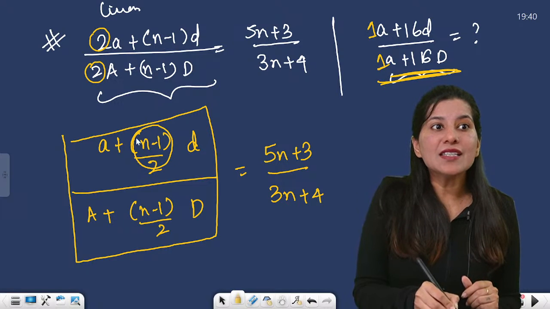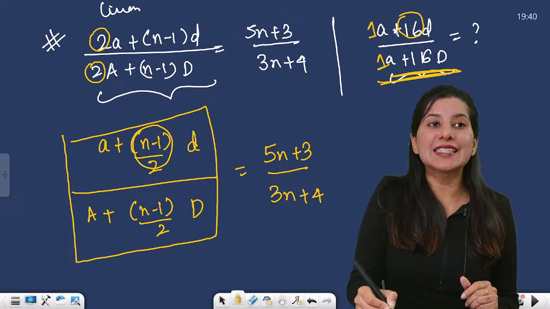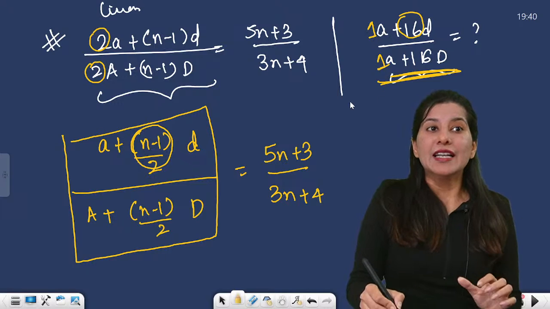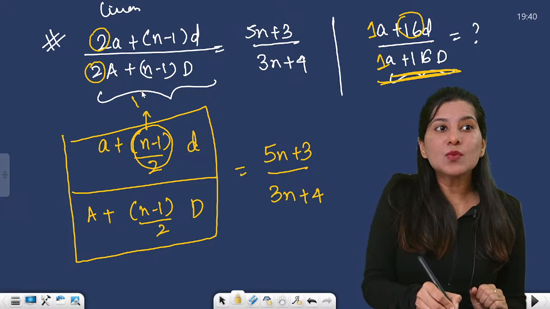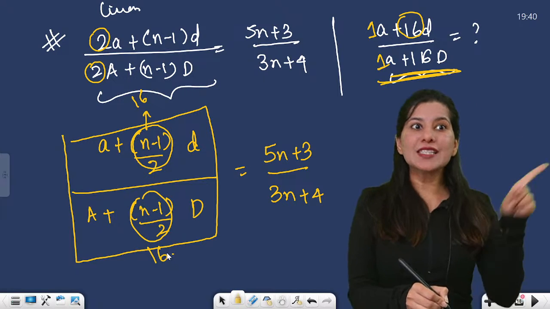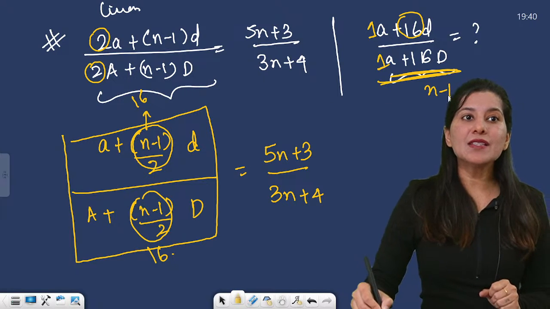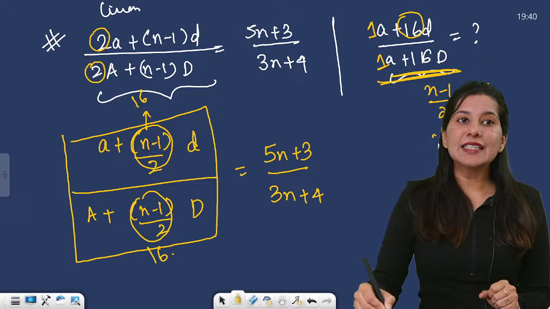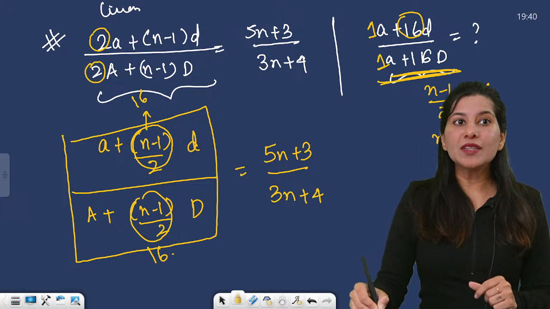So this (n minus 1)/2 should match with 16. Yes, that's what you need to do. If I replace this (n minus 1)/2 by 16, then my problem will be solved. So on both sides, (n minus 1)/2 is 16. That means n is equal to 32 plus 1, 33.